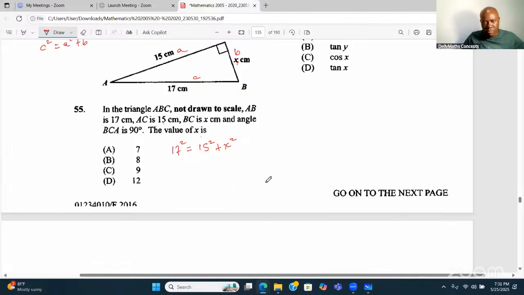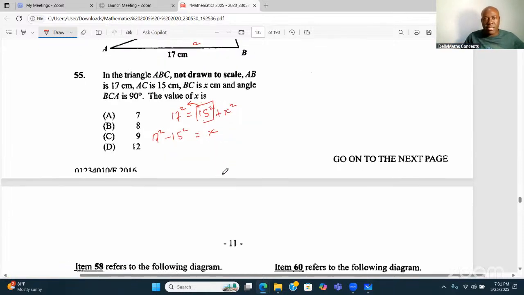So watch this now. This is how I'm going to do it. You're not going to have any calculator. You will agree that you will have 17 squared. The 15 squared here needs to go on the other side. So it's minus 15 squared. And this is equal to x squared. See the answer? The answer looks like 8.